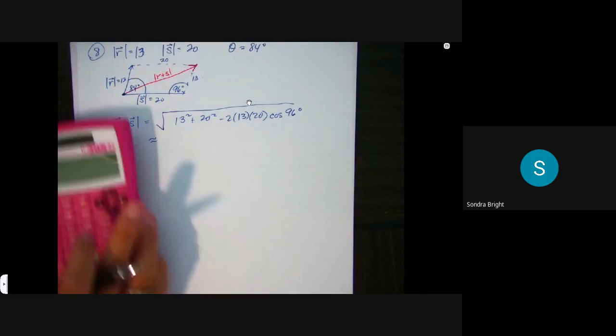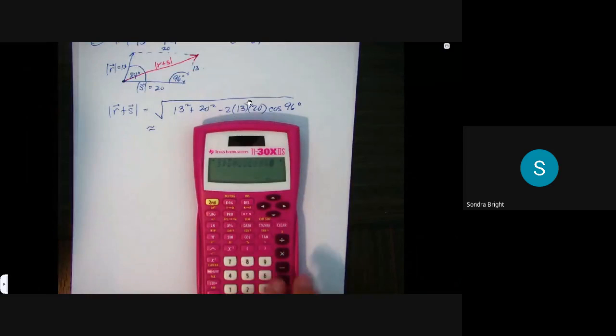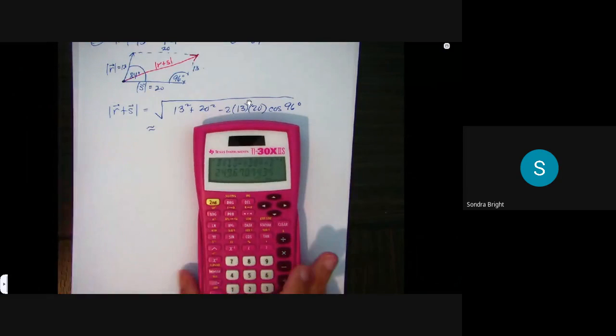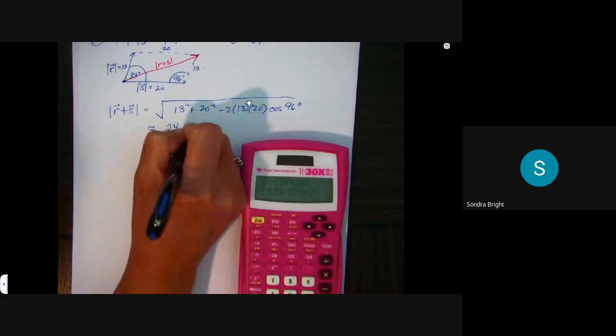All right, so we got the square root of 13 squared plus 20 squared minus 2 times 13 times 20 times the cosine of 96, and that gives 24.967. 24.97 would be the answer I would give, rounding to the nearest hundredth.